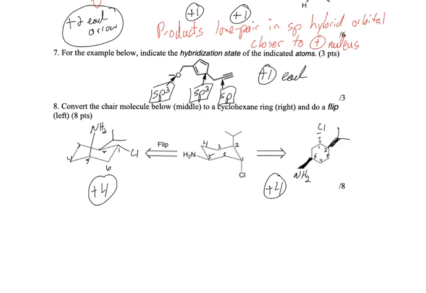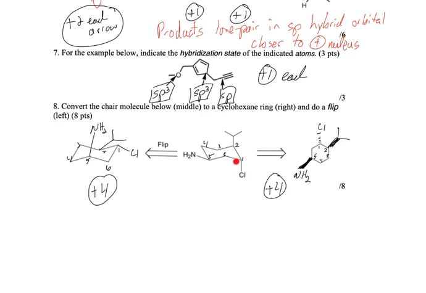Doing a ring flip, what would happen is 1 gets pulled up, 4 gets pulled down. So 1's up, 4 is down. If you were down, you always stay down, but this was axial. So now instead of being axial, it's going to be down and equatorial. This was up and axial, so now it's going to be up and equatorial. And the nitrogen was up and equatorial, so now it's going to be up and axial. So those are the right positions. Make sure you number your atoms. That's the best way to keep track of things.